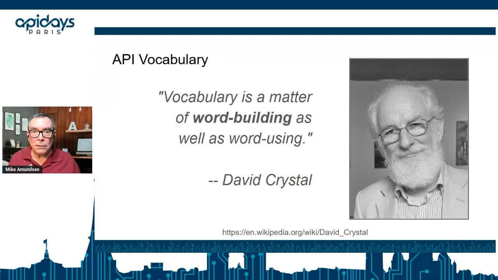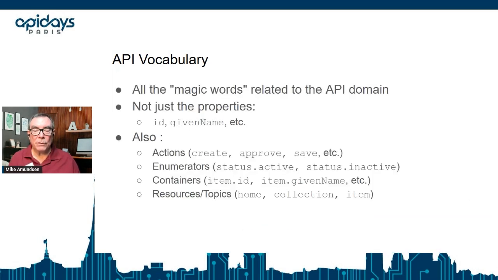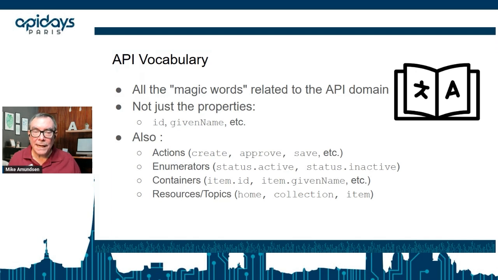We're going to build an ecosystem. We're going to build a domain. We're going to build a vocabulary of words that everyone can share. What is an API vocabulary? It's all the magic words that are related to the API.